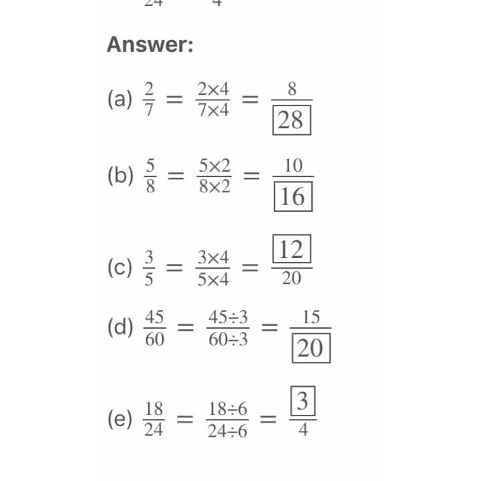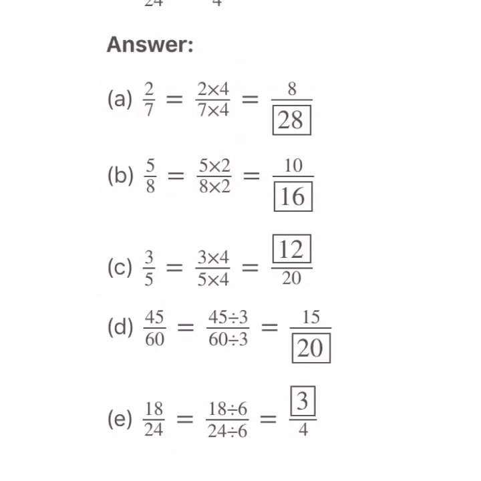Now next is 5 by 8 is equal to 10 upon blank box. So here again children, we will divide 10 by 5 and we will get 2 as the quotient, and that 2 we will be multiplying with 5 the numerator and 8 the denominator. That means 2 will be multiplied by both the numerator and the denominator. So 5 multiplied by 2 and 8 multiplied by 2. So the answer is 10 upon 16 or 10 by 16.